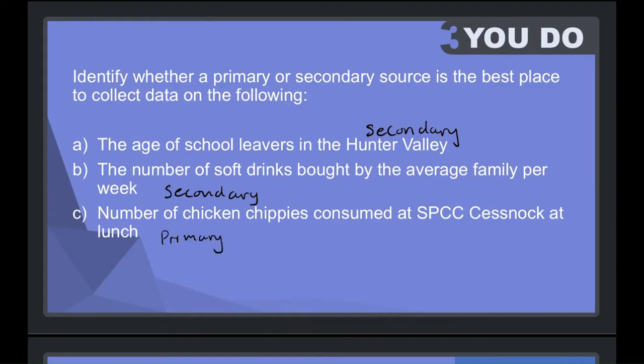Because probably the best way to get the information on the number of chicken chippies consumed at Cessnock at lunch would be to go and stand at the canteen and see how many people buy chicken chippies. And that is an example of a primary source because you personally are collecting that data.